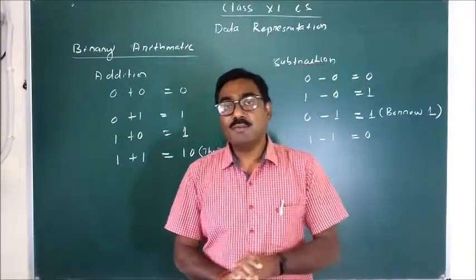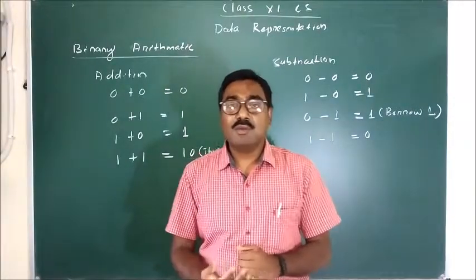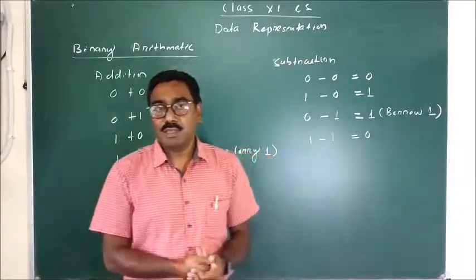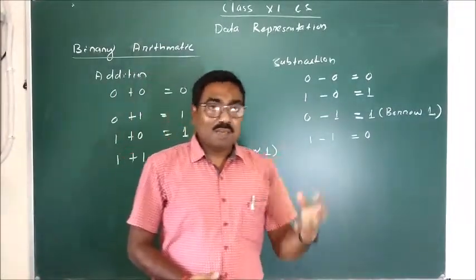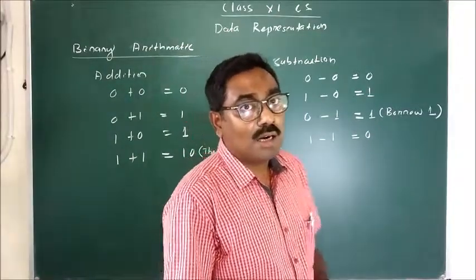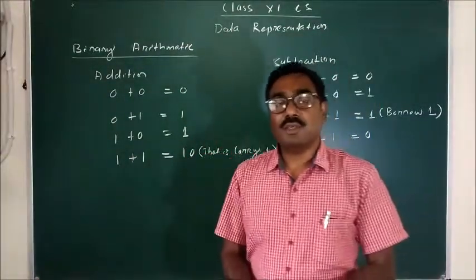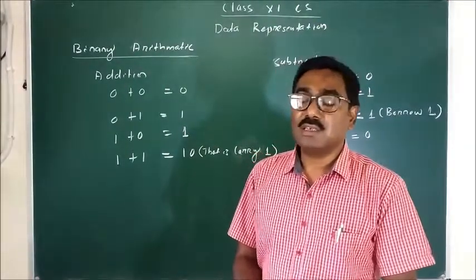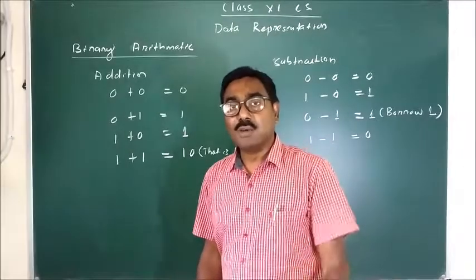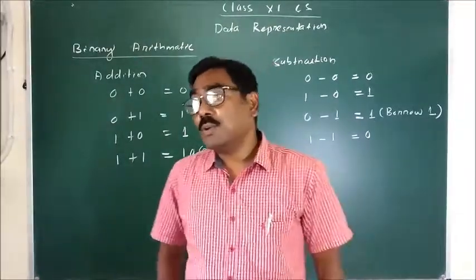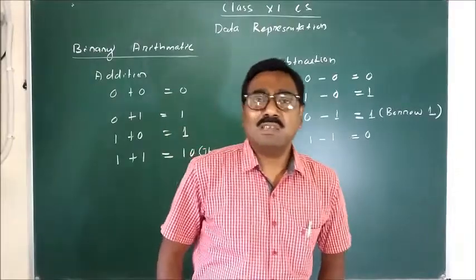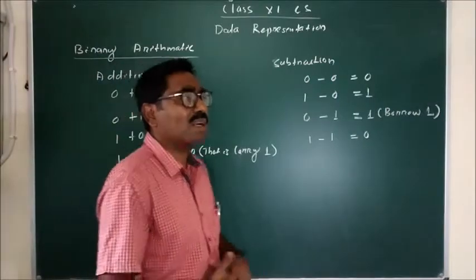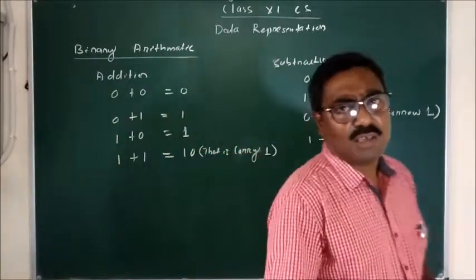Today we'll go for binary arithmetic. Previously we learned about different kinds of number systems and how to convert between them, and from that we came to know that everything in a computer is done through binary numbers, that is, the binary number system, which is nothing but a number system having only 0 and 1. So today we'll go for the different kinds of arithmetic, basically the addition and subtraction part: how binary numbers are added and how binary numbers are subtracted.